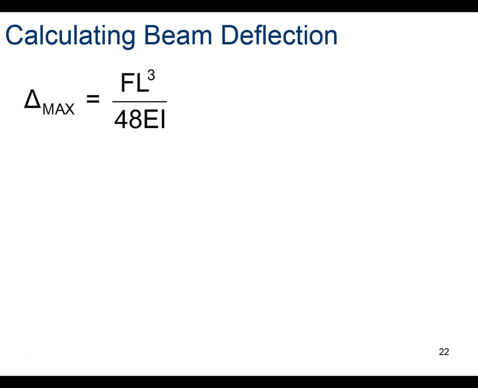Given a force represented by the letter F and the length of the beam cubed represented by the letter L, we can calculate the amount of deflection by dividing them by 48 times the modulus of elasticity and the area moment of inertia. Notice how the two characteristics that are directly related to the amount of deflection show up in the numerator of the fraction, while the two which are inversely related show up in the denominator of the fraction. So a larger force or length will increase the deflection, while a larger modulus of elasticity or area moment of inertia will decrease the deflection.